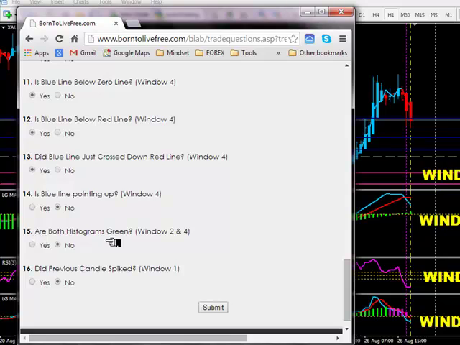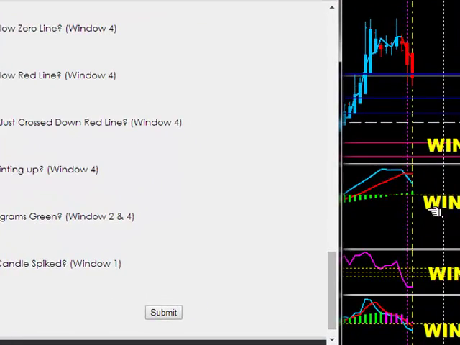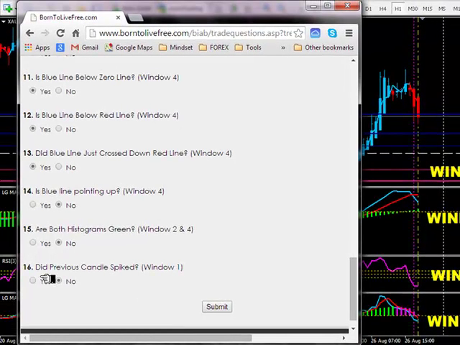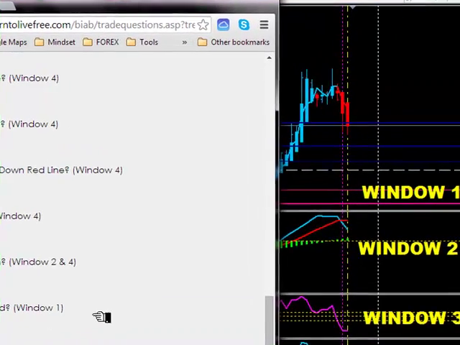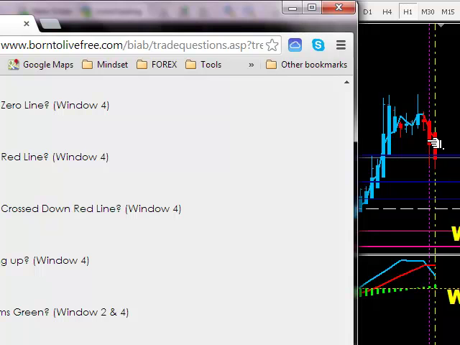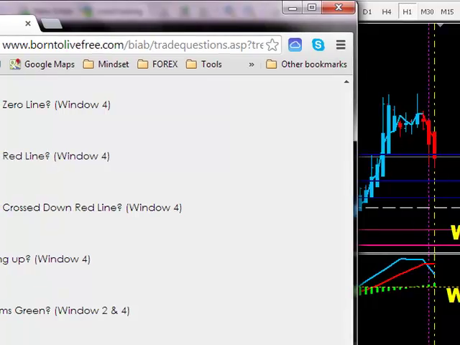15, are both histograms green, window 2 and 4? That one's green, that one's red, so we answer no to that. 16, did the previous candle spike in window 1? No, it didn't. Now the definition of a spike is an unusually sized candle compared to the other ones, or a candle that has passed through a strong support or resistance line. The previous candle was neither of those, so we can say no.